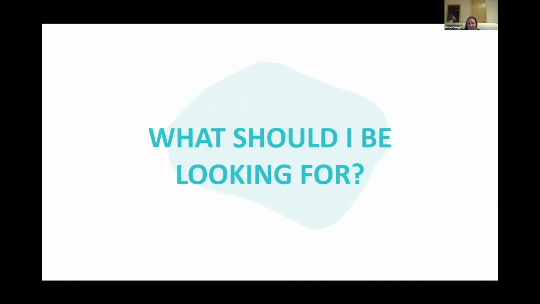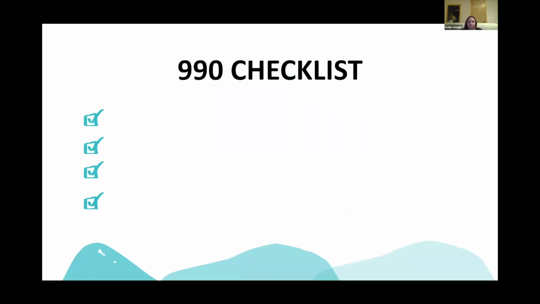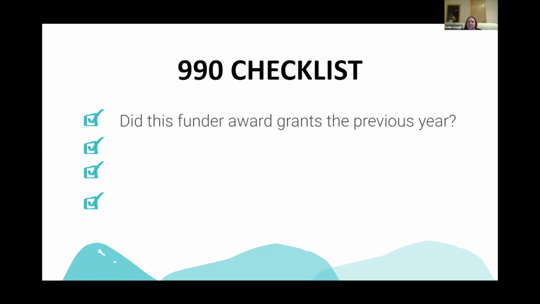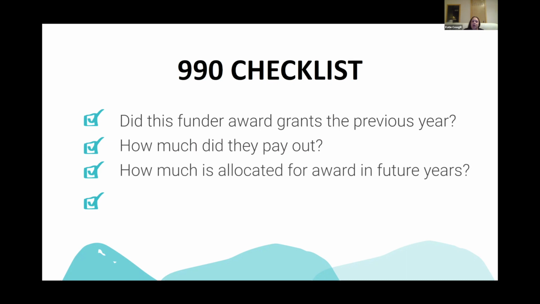So next is what you should be looking for, and this is where I'm going to help you sort out exactly the information that helps you identify whether or not this organization and this funding opportunity is going to be the right fit for you. First, ask yourself a few questions about this funder. Did this funder award grants the previous year, or in the most recent 990 that you have? How much did they pay out that year? How much is allocated for future awards?